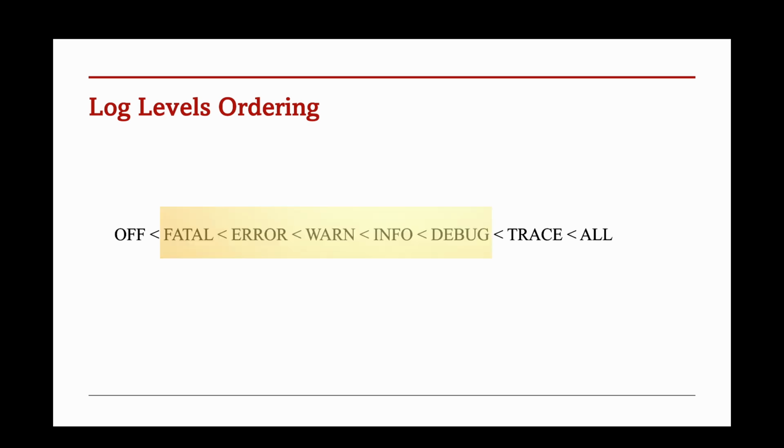Similarly, if you set the log level to debug, it will capture everything from debug and above, which means debug, info, warn, error, and fatal logs will all appear. But if you set it to info, only info, warn, error, and fatal logs will be printed. This way, you can control the level of detail in your logs depending on what you need at the moment.